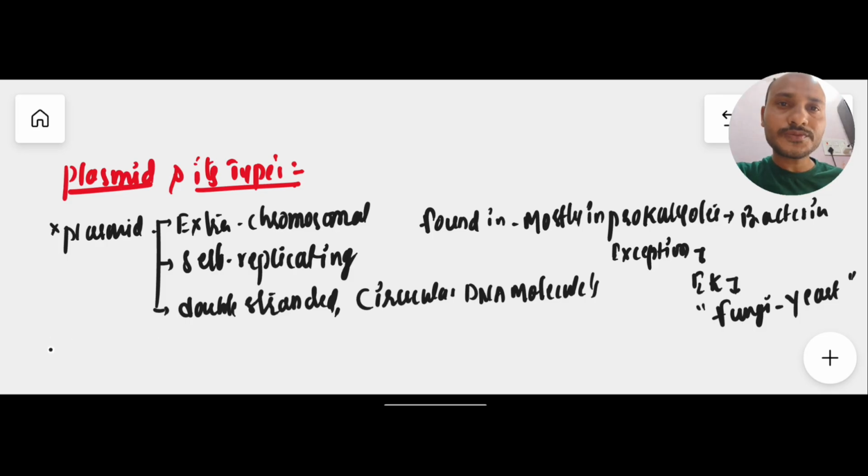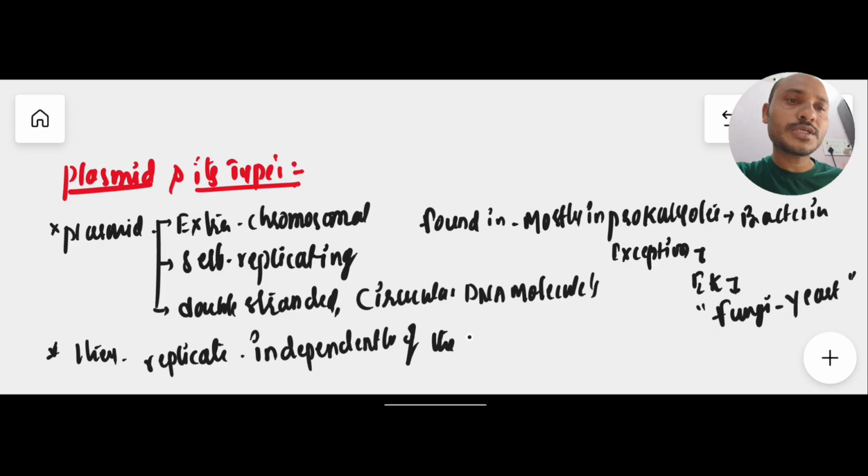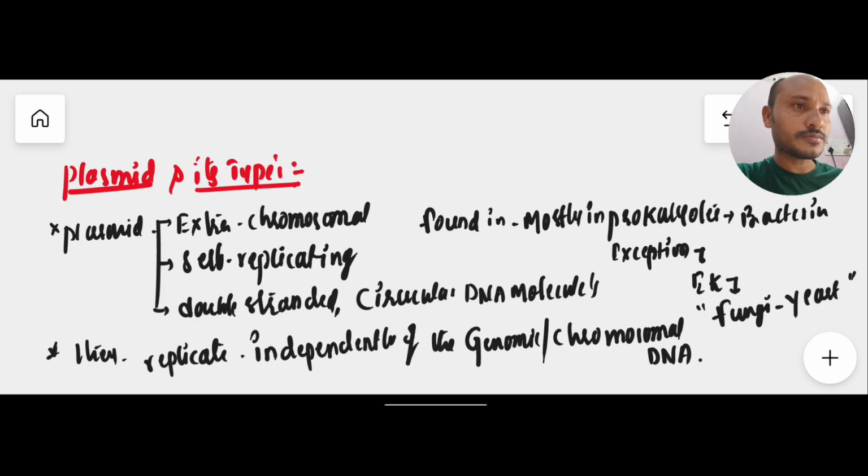The key feature of plasmids is that they replicate independently of the genomic or chromosomal DNA. So they do not depend on any other chromosome. They replicate by themselves, meaning independently.